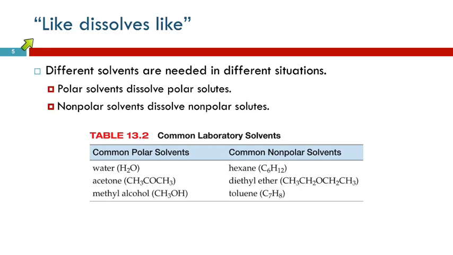So we've seen this before, like dissolves like. We have different solvents because we need them for different sorts of situations. If you have a polar solute, you're going to want to use a polar solvent like water or alcohol. And if you have a nonpolar solute, you're going to need a nonpolar solvent. So here are some common polar solvents: water, acetone, methyl alcohol. Common nonpolar solvents: hexane, diethyl ether, toluene.